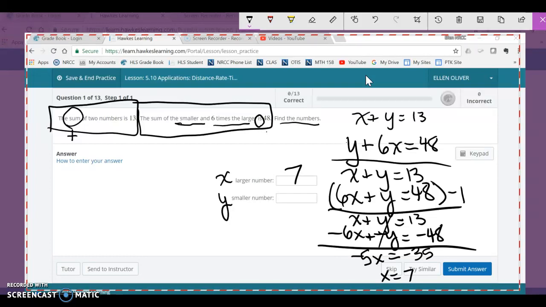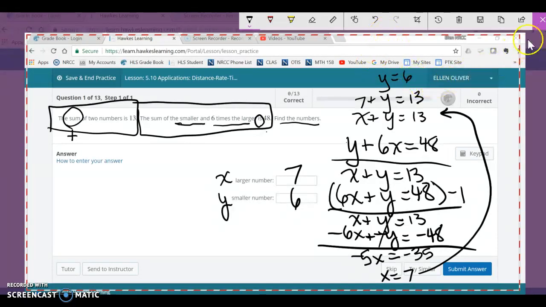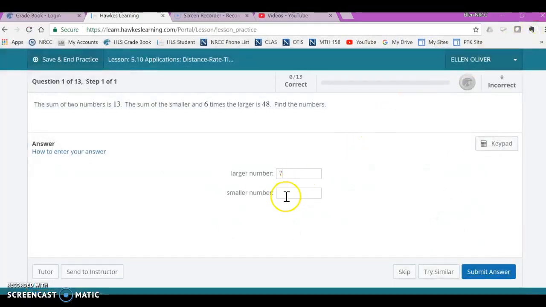So then I can go back to either of these two original equations. 7 plus y is 13. I'm choosing the first one to substitute that x equals 7 into. So subtract 7 from both sides, and y is 6. Hopefully that makes sense. I solved it using addition. You could also solve it using substitution. So the larger is 7 and the smaller is 6.